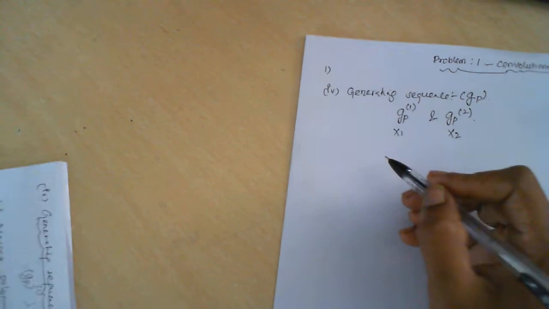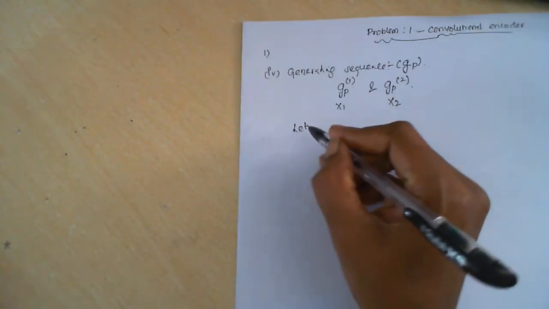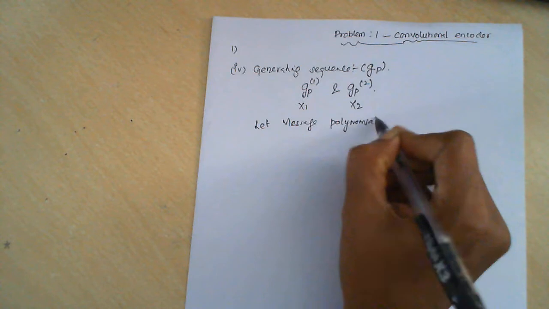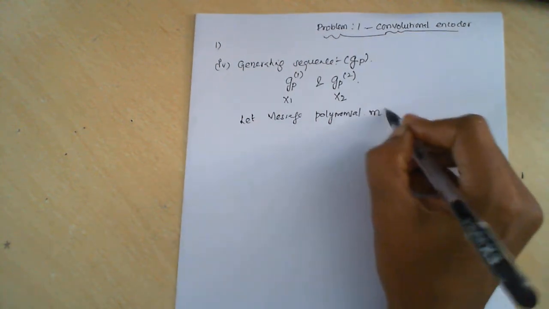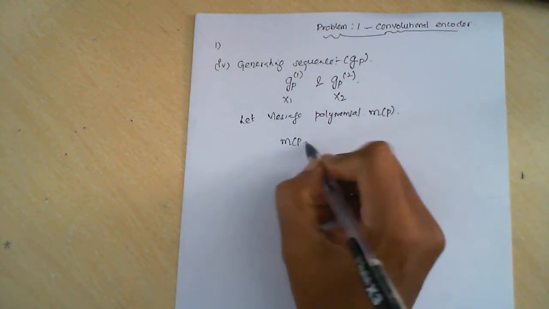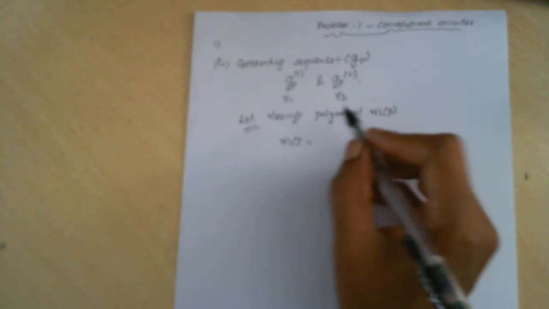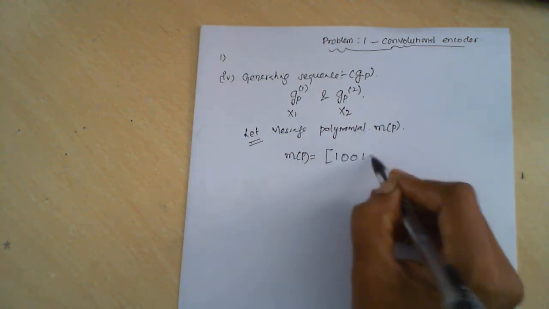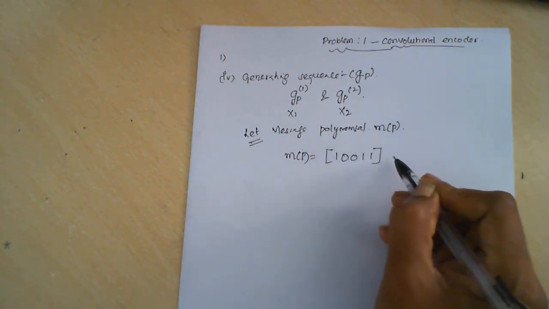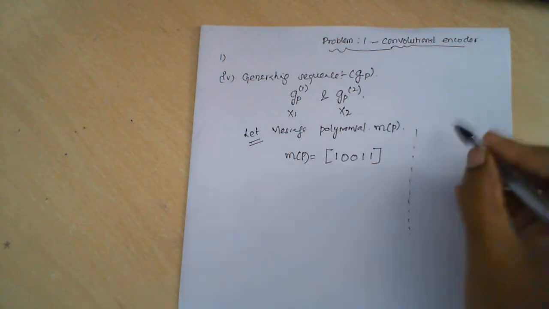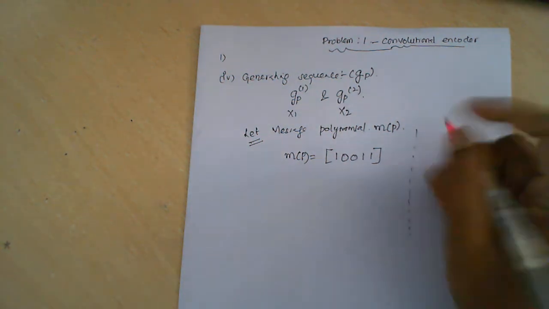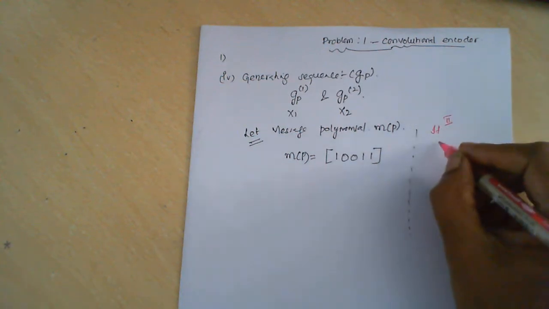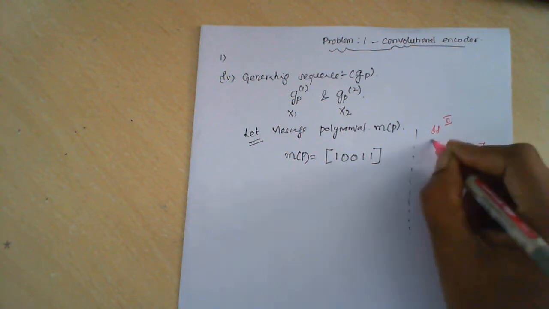So for this case, we need to obtain the message polynomial first. Let the message polynomial be assumed, because here there is no message polynomial given. The message polynomial is represented as m of p. Let me assume it myself, because they have not directly given or specified any message polynomial. So what I am taking for m of p is 1 0 0 1 1. So this is the message polynomial I am considering for this case. Let me explain the other case side by side. If I take another message polynomial, that is the second case, 1 1 0 1 1, let me execute it parallelly.